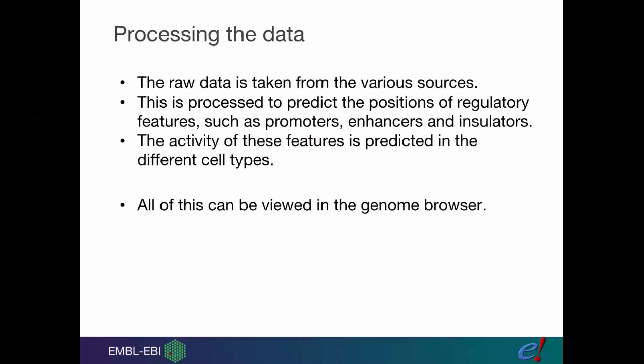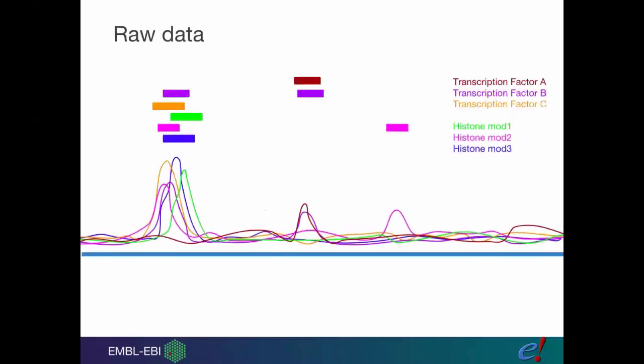So what we do is we take these raw data from all these different sources, and we use it to predict the position of features such as promoters, enhancers, and insulators. And we tell you what the activity is in those different cell types. So this is our start point. Here we have a genomic region, and we have binding of transcription factors and histone modifications. And you'll see that we have the actual signal, the number of reads that we have of each of these different ChIP-seq experiments, and we have the peaks showing where we have the highest number of reads, the regions which we think are significant.